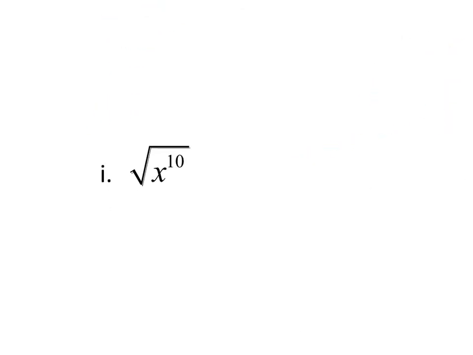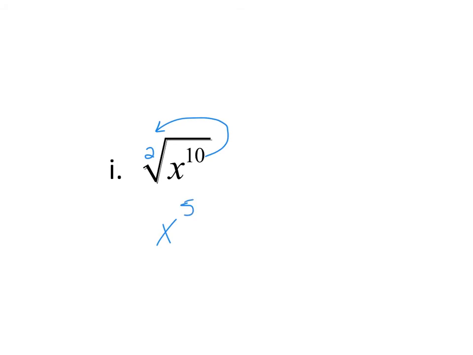Next one. There is a 2 here. You just don't see it. It's a square root. Power over root. That gets you x to the 5th because 10 divided by 2 is 5.